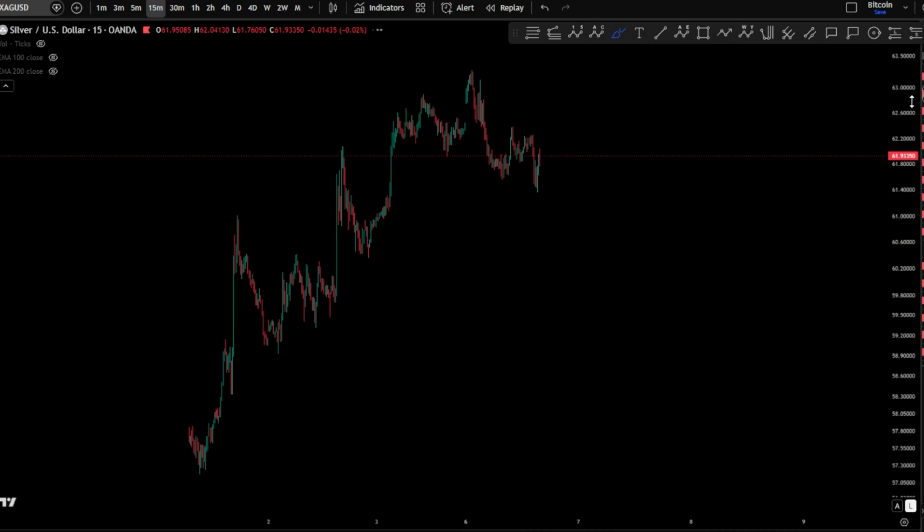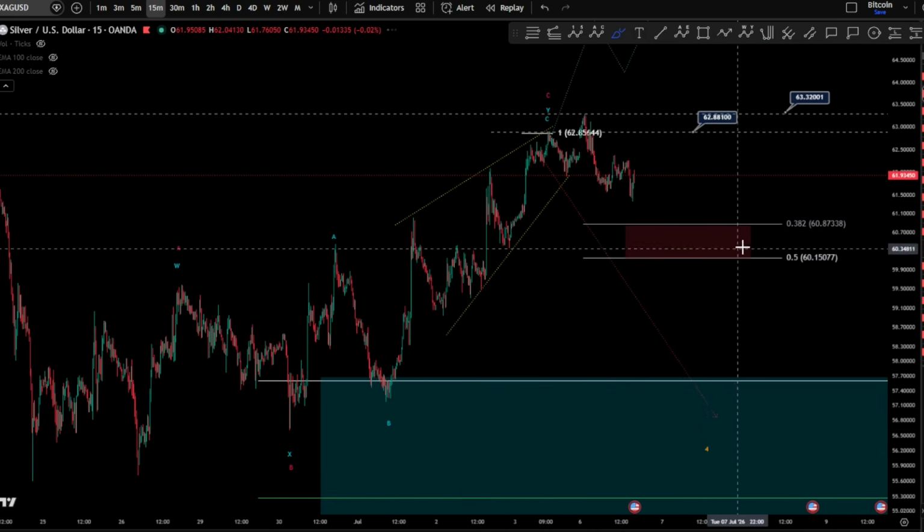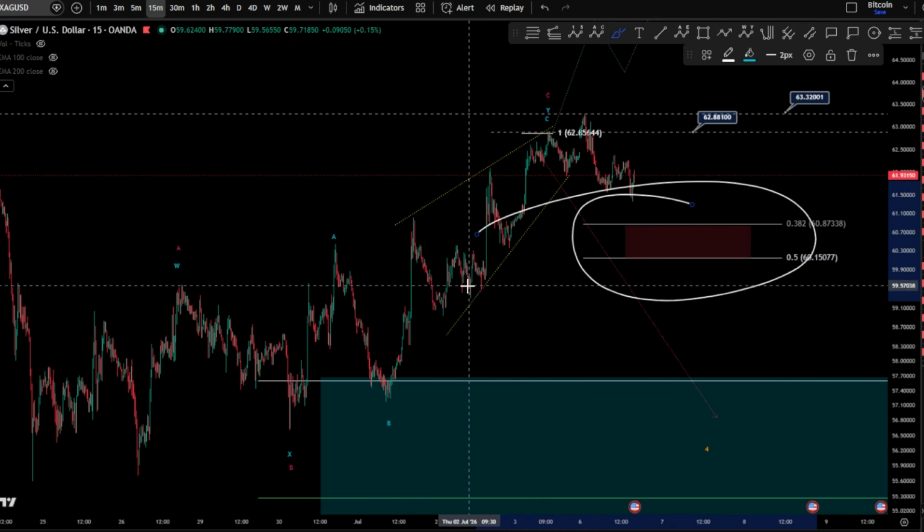For the silver, we are looking also, as we were expecting, for our red zone here.